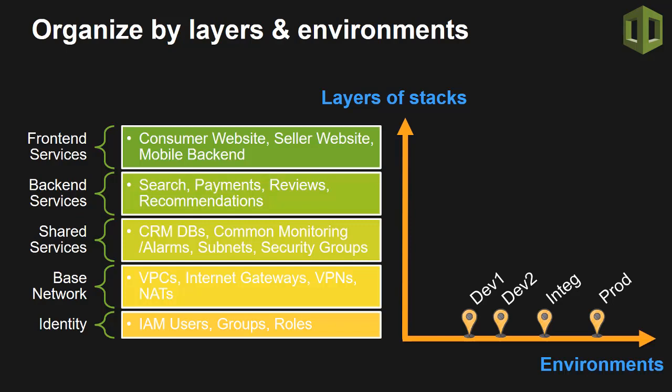On top of that, we also have different layers of stacks. So we're breaking down our application into front-end services, back-end services, shared services, base networking, and identity. And these should also be different stacks. So you should have one stack for identity that manages your IAM users, groups, and roles. You should have another CloudFormation stack for your base networking. This defines your VPCs, internet gateways, VPNs, and NATs.